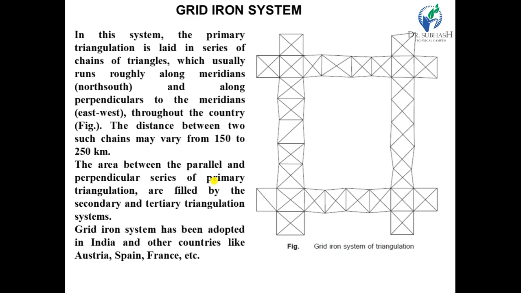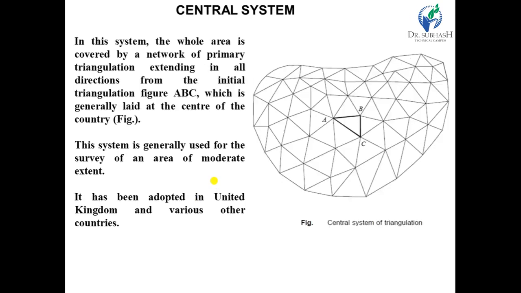In this system, the primary triangulation is laid as a series of chains of triangles, which usually run roughly along the meridian and along the perpendicular to the meridians. Throughout the country, the distance between two such chains may vary from 150 to 250 km. The areas between the parallel and perpendicular series of primary triangulation are filled by the secondary and tertiary triangulation systems. The gridiron system has been adopted in India and other countries like Australia, Spain and France.